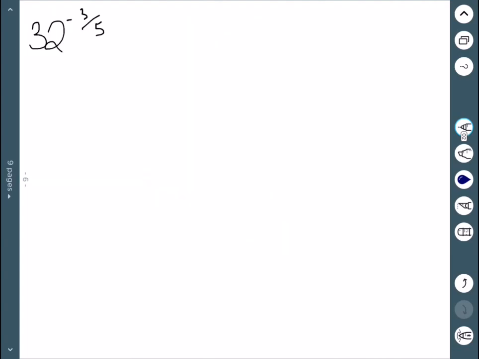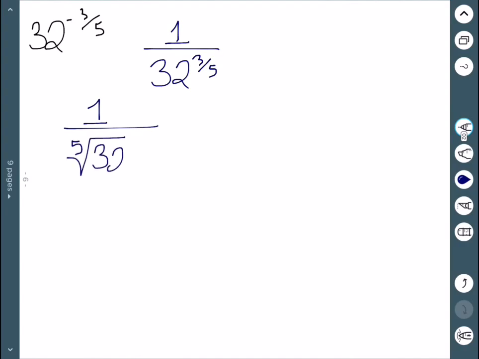32 to the -3/5 power. Since it's negative, this is the same thing as 1 over 32 to the 3/5 power. So now I have 1 over, the 5 tells me I'm taking a 5th root of 32, and then the 3 tells me I'm cubing it. The 5th root of 32 is 2, and then 2 cubed is 8. So this is 1 over 8.